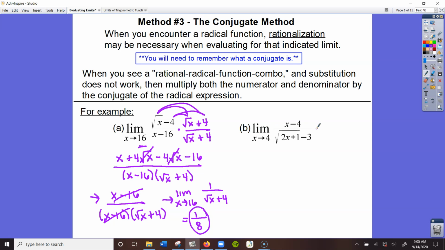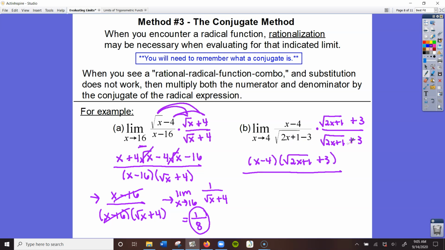For this next one, I'm going to go ahead and multiply by the conjugate of the radical expression. So I'm going to multiply by the square root of 2x plus 1 plus 3. Now remember, whatever you do to the numerator, you must do to the denominator. For the numerator here, the x minus 4 times the square root of 2x plus 1 plus 3, I'm not going to actually multiply them out because these are not conjugates. I'm just going to write them next to each other. So x minus 4 times the square root of 2x plus 1 plus 3 all over.